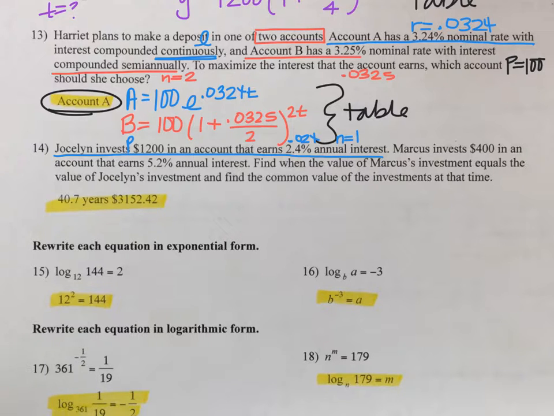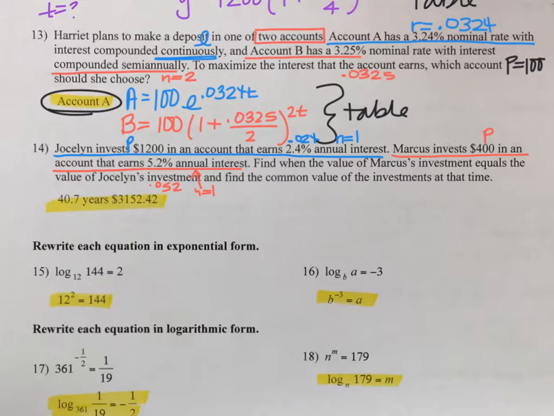When I read Marcus, Marcus invests $400. That's my p-value. Account that earns 5.2%, so 0.052. And annual interest means, again, this annual means I'm going to have n equals 1. So every time you're going to have an n value unless it says continuous like it did in question 13.